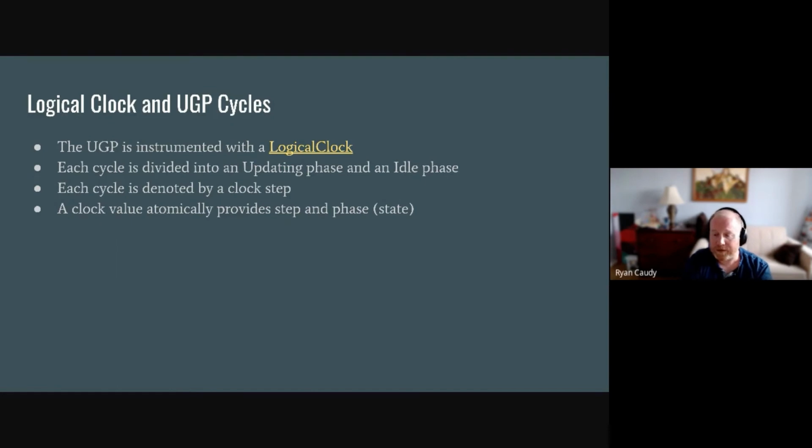So the way it works is we bump that atomic counter once to enter the updating phase of the cycle, and we bump it again to enter the idle phase of the cycle. So you can read it atomically to figure out what phase you're in right now, as well as what step you're in right now. And this is useful for a lot of concurrent operations where you don't want to try to acquire the lock.